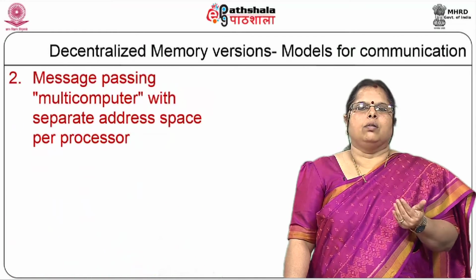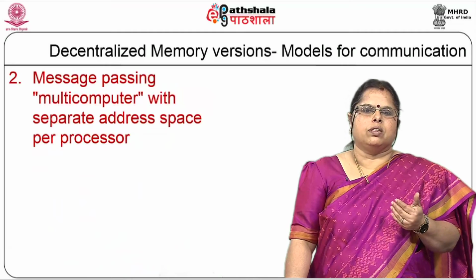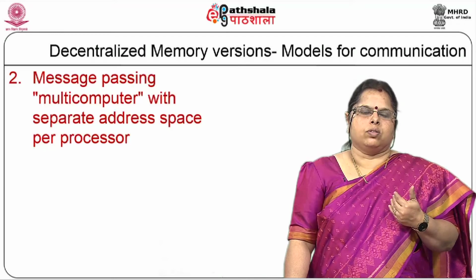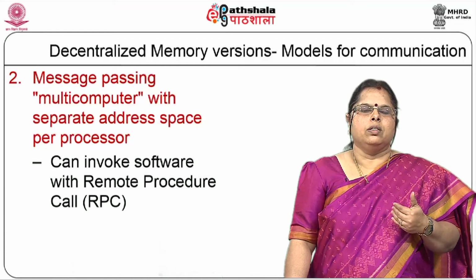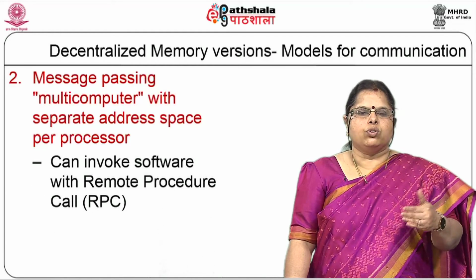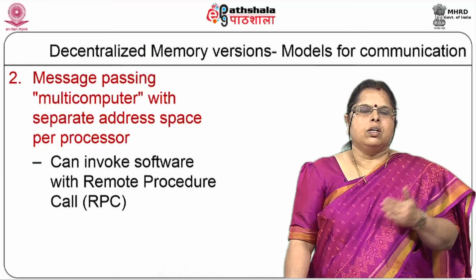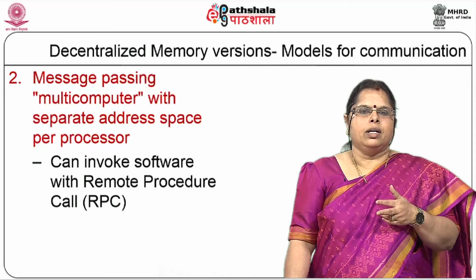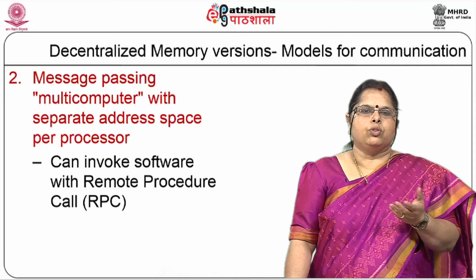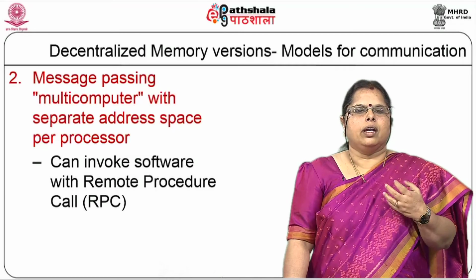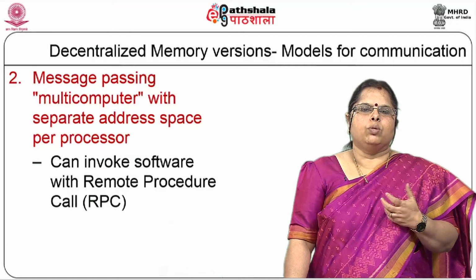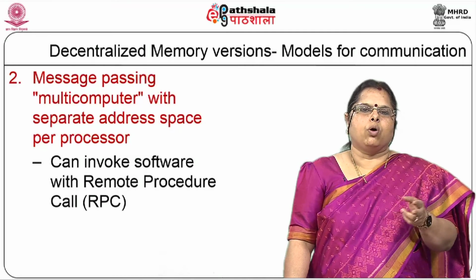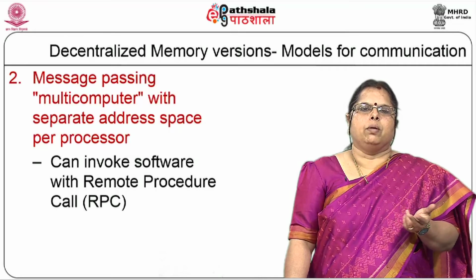And the other model of communication that you can have is a message passing multicomputer, where you can have separate address space per processor. So, in this case what will happen is, if one processor wants to communicate with the other processor, it will send a message to the other processor through the interconnect. And if you look at the programming model which uses a message passing interface, it can invoke software with what are called the remote procedure calls or RPCs. So, these are the two major models that we look at for shared memory architectures.